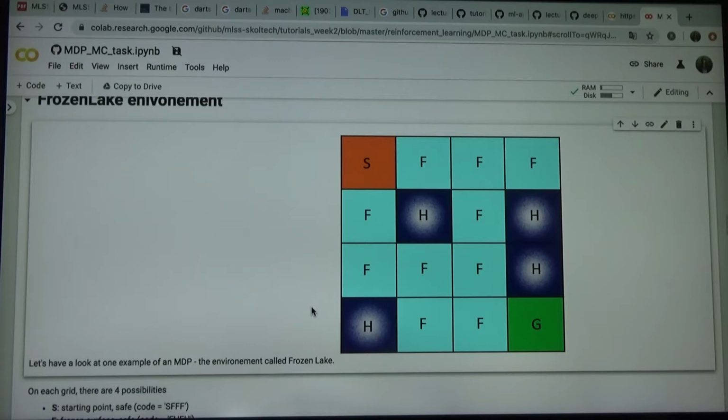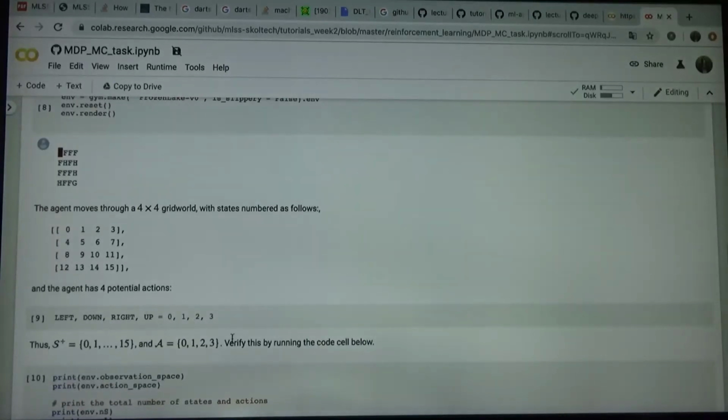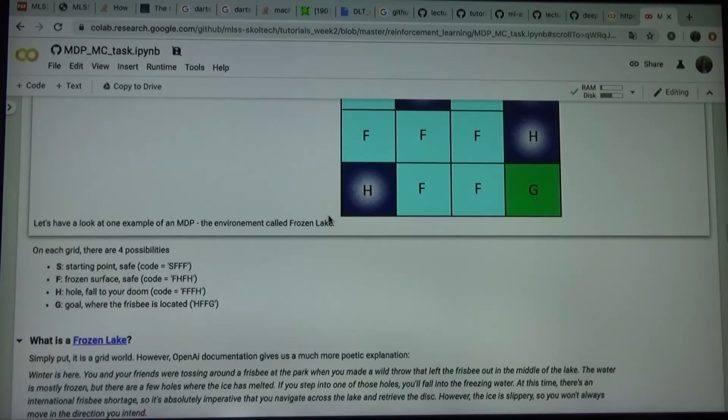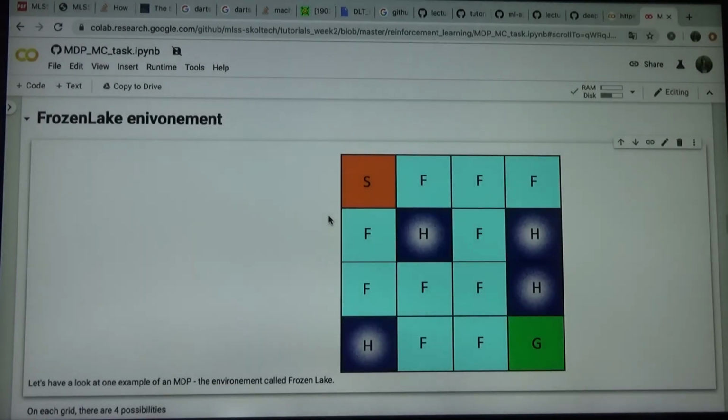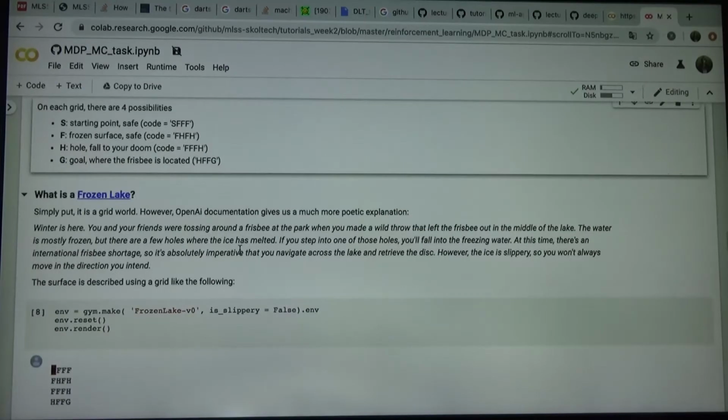So this is what we need to do. The set of actions is going left, down, right, up. And we need to find some policy that will tell us what action we should take in each of these states. So, yeah, exactly what I said.